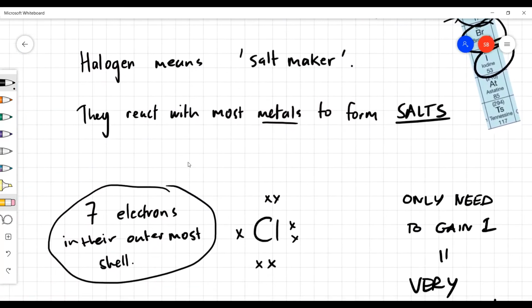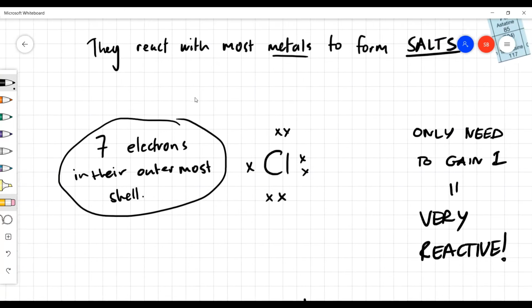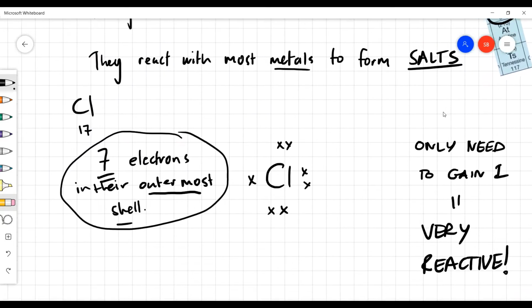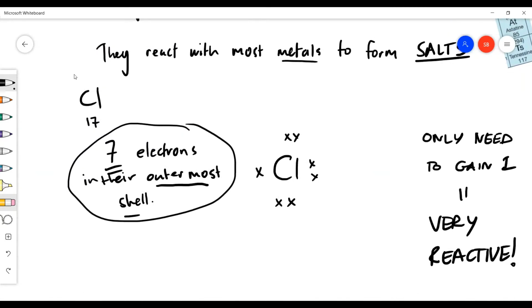Beautiful. So let's just talk about a few more things. Let's take chlorine. It's such a common one to use. We know that there are 7 electrons in the outermost shell, not in total, right? In total on the periodic table, you'll see the total amount of electrons is 17. Let's just double check that. Oh, nailed it. 17, and its relative atomic mass is 35.5.